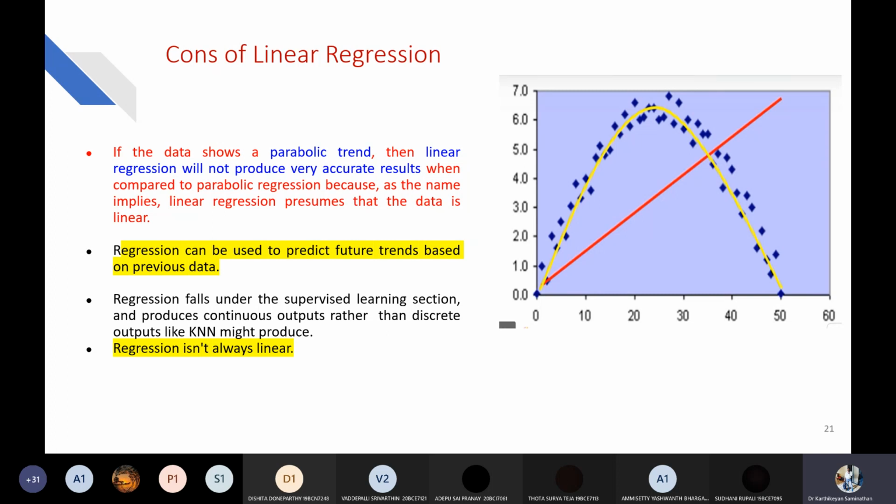Regression falls under supervised learning and produces continuous outputs rather than discrete outputs like KNN might produce. Regression is not always linear. In linear regression it is a straight line. Sometimes it may be a curve, right? In polynomial regression, it will be a curve. Even logistic will be a curve.